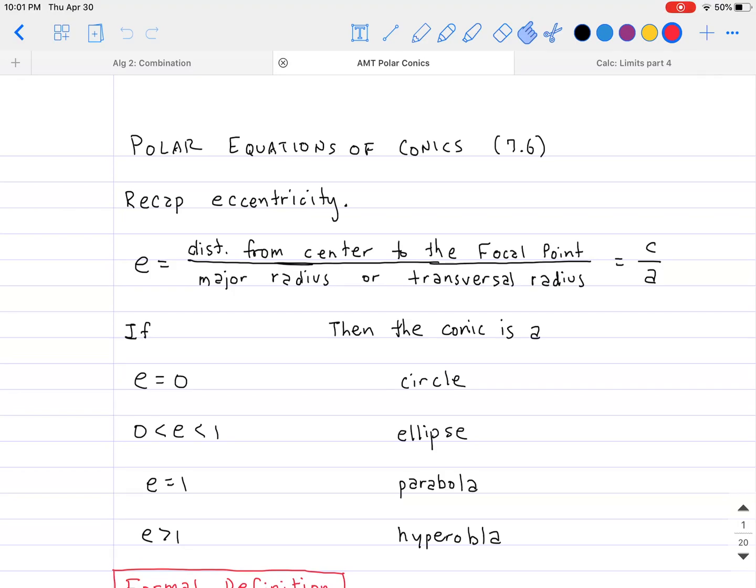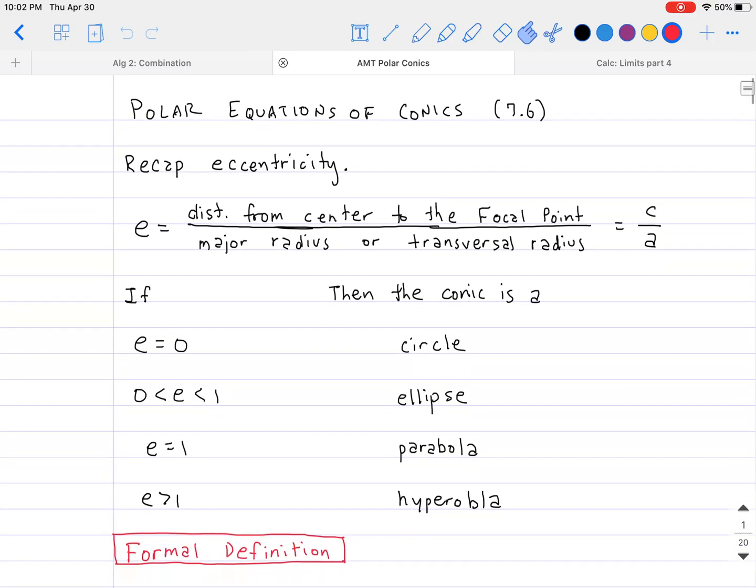To start with, let's recap something from, not last semester, but maybe about two months ago. It's something called eccentricity for conics. The way we defined it back then was as a ratio of c over a, where c is the distance from the center to the focal point, and a is the major radius or the transversal radius, so basically from the center to the outer part of the conic. That's eccentricity as we defined it back then.